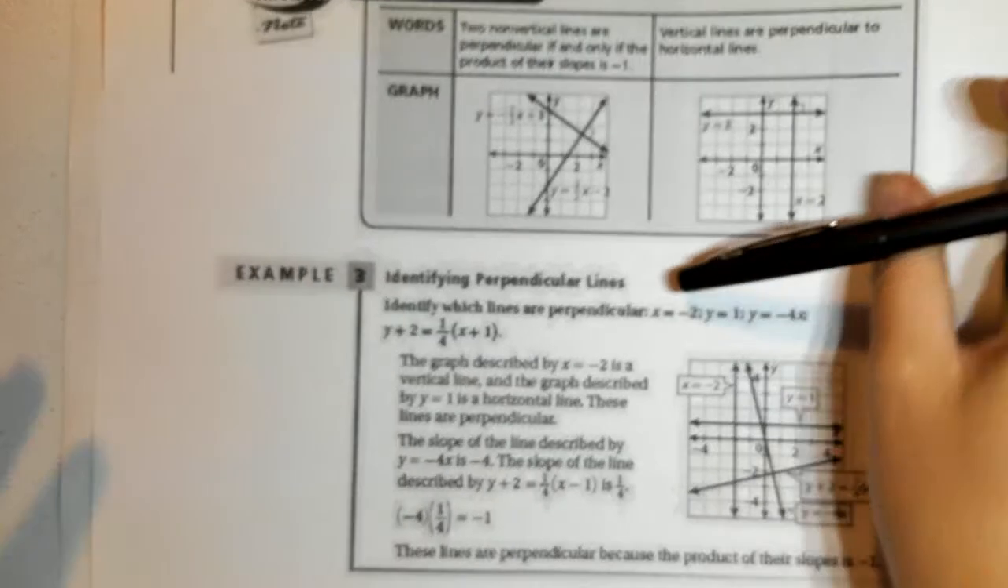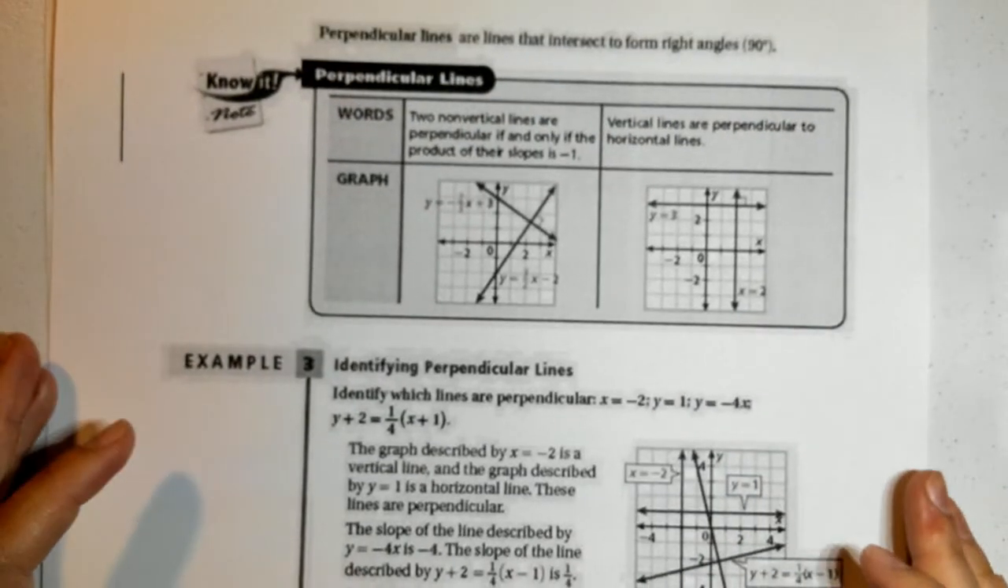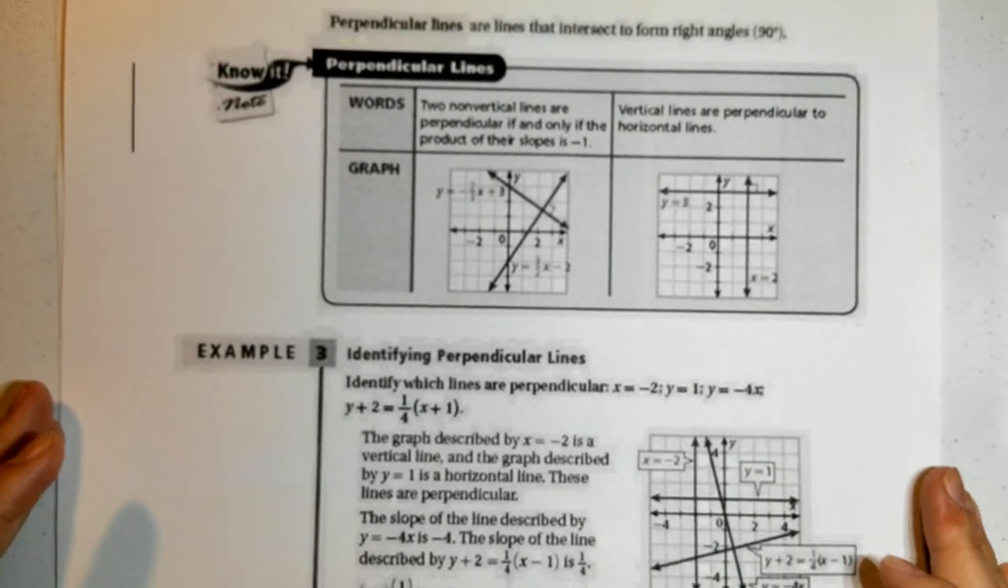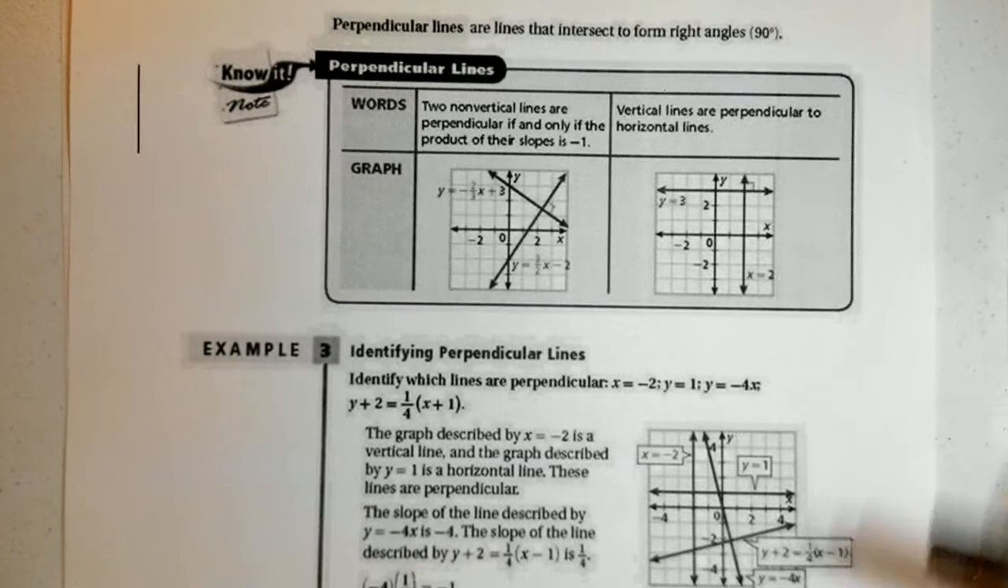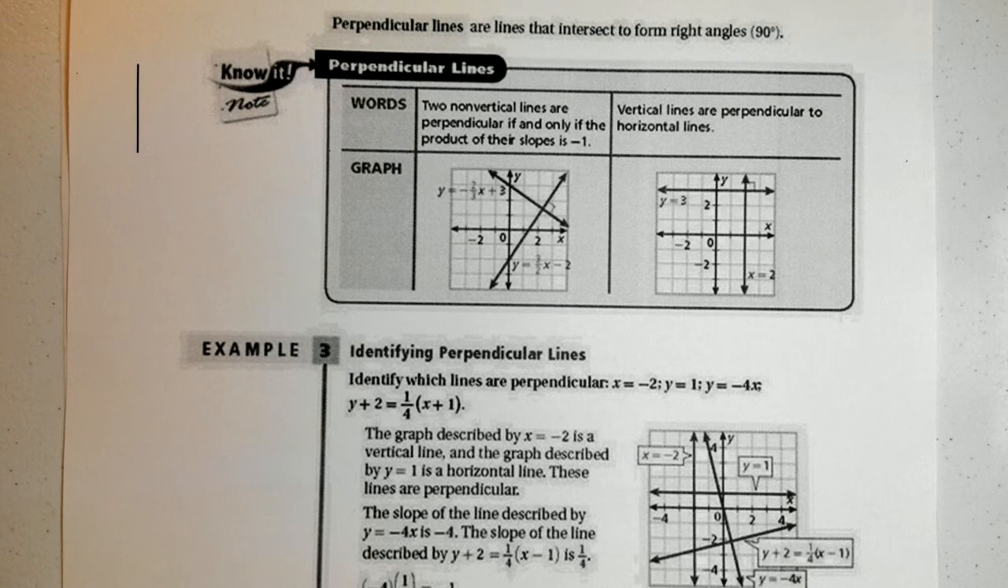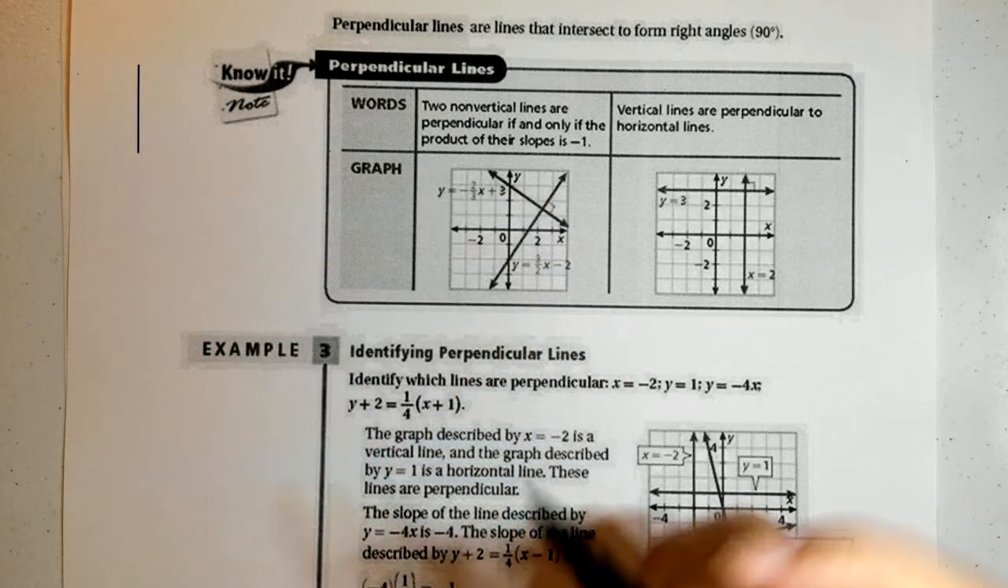So far we've looked at parallel lines. Now we are going to look at perpendicular lines. Perpendicular lines are lines that intersect to form a right angle, 90 degrees. So they just cross at a T.